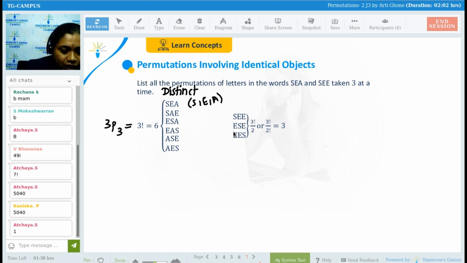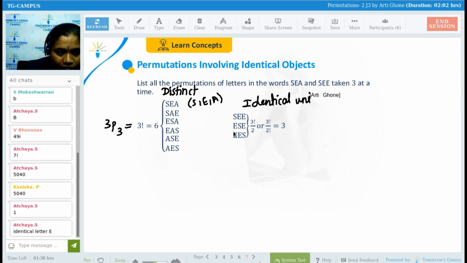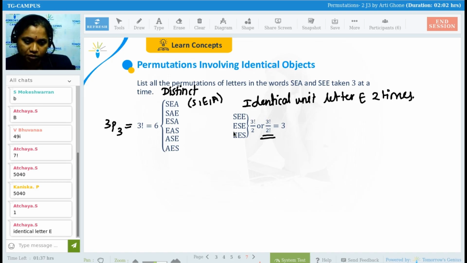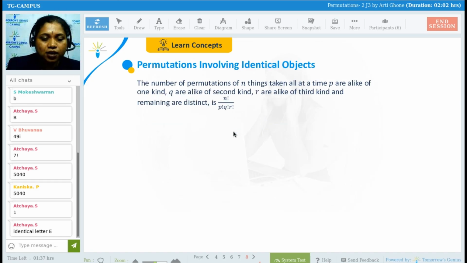Clear? Okay. Now here we have the C divided with the repeated pattern or identical unit. Which is the identical unit? Letter E, and the number of times is also important. Letter E, 2 times. That's why it is 3 factorial upon 2 factorial. So it will be 3. Clear? If E is repeated in any word 3 times, then what will be the answer? 3 factorial upon 3 factorial. Clear? So the number of times is also important, how many times that identical unit occurs.